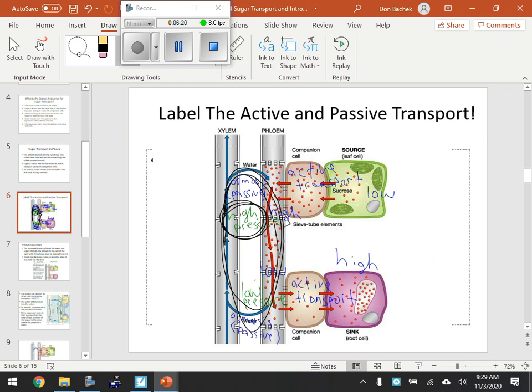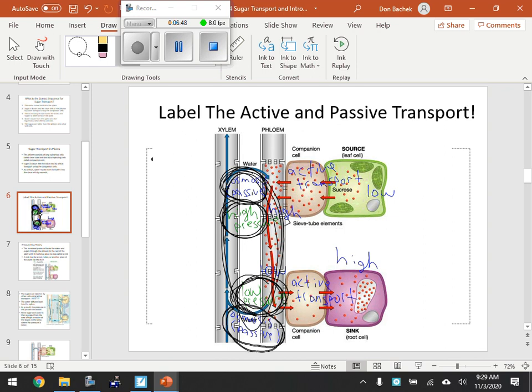You can also put here that this is osmosis, this is passive, again. So the movement of water: passive, osmosis. And if it's high pressure here, it's going to force it to a lower pressure. So that's the low pressure down here, is what this says right here. Low pressure. And again, it's passive.